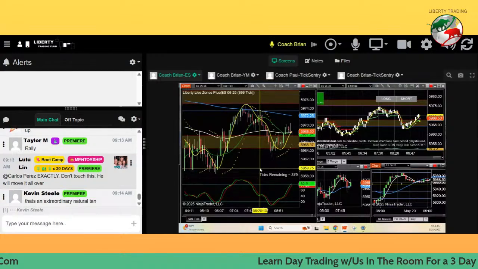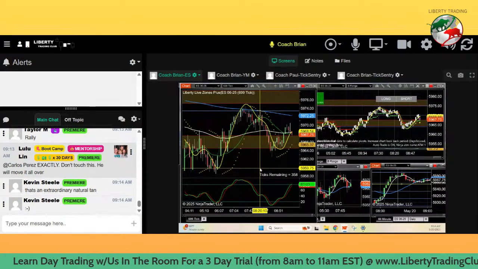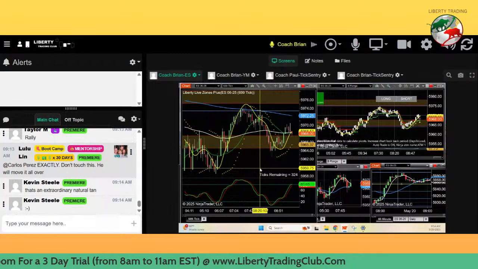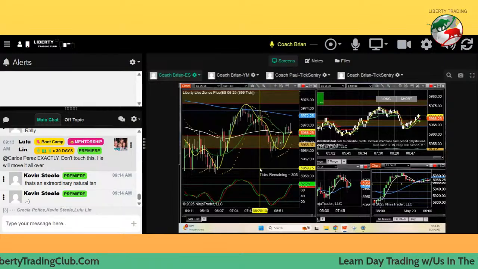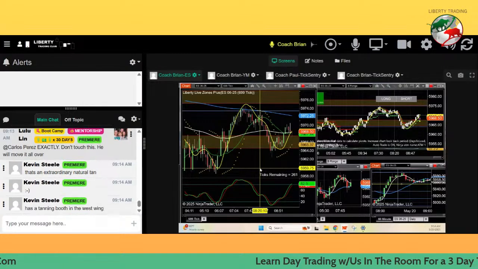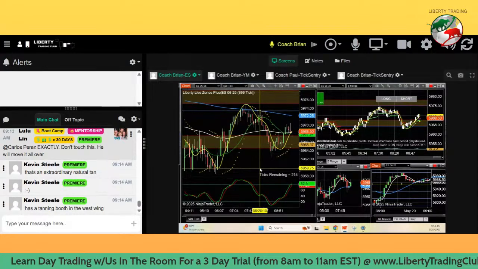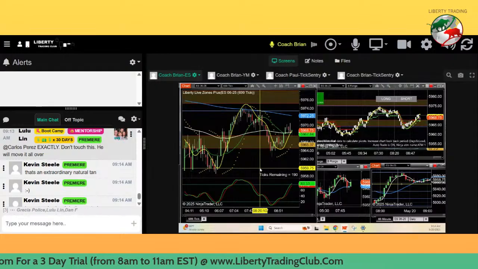We're very, very conservative traders, guys. Extraordinary and natural tan. So we're going to be cautious. We're going to be patient. We're going to be conservative. That's just the way we are as traders. That's the way this club is. That's the way we try to train in the West Ring. I think it's in the Oval Office, actually. It comes out of the wall, Kevin.